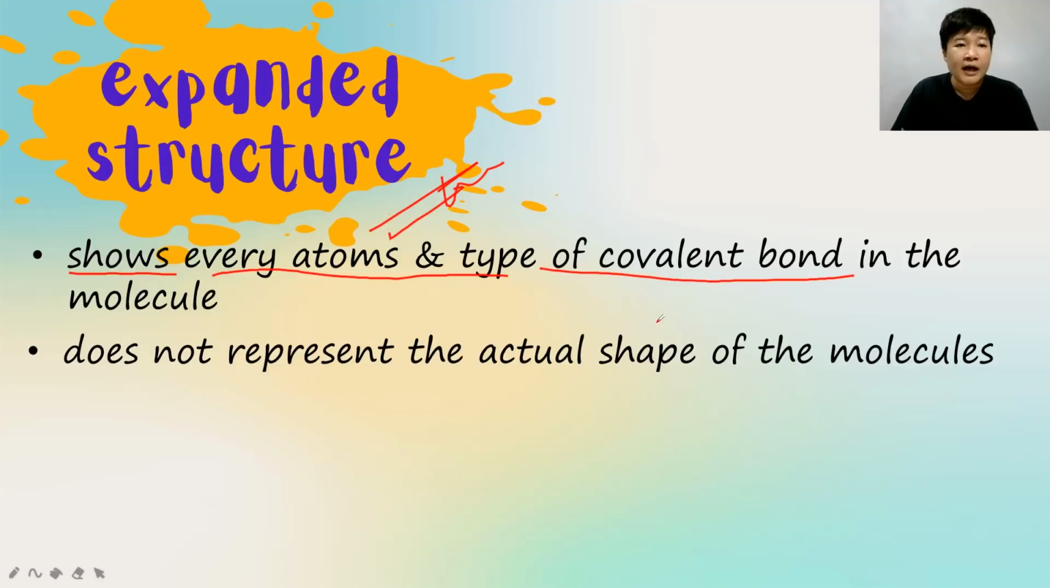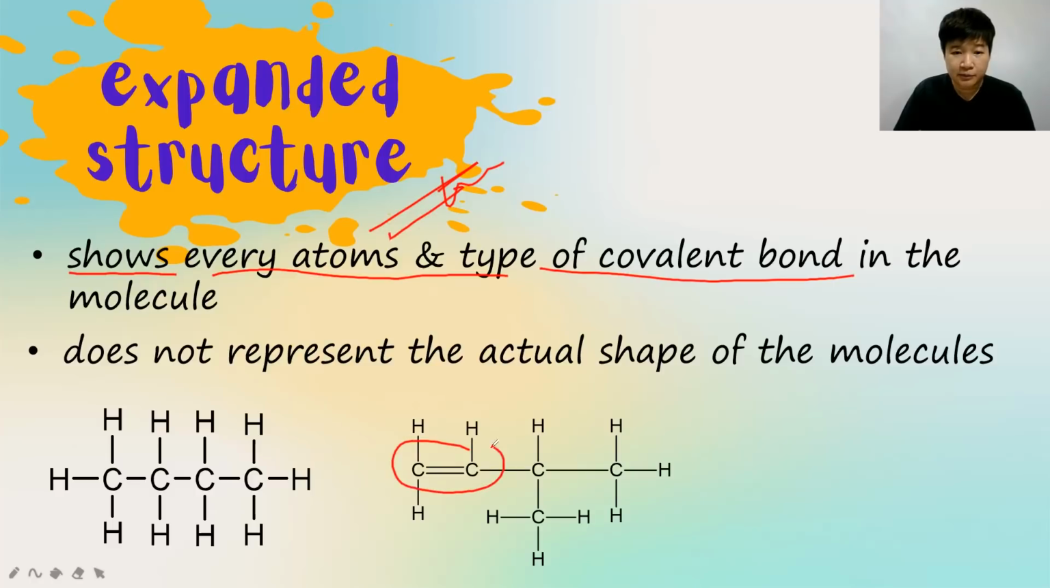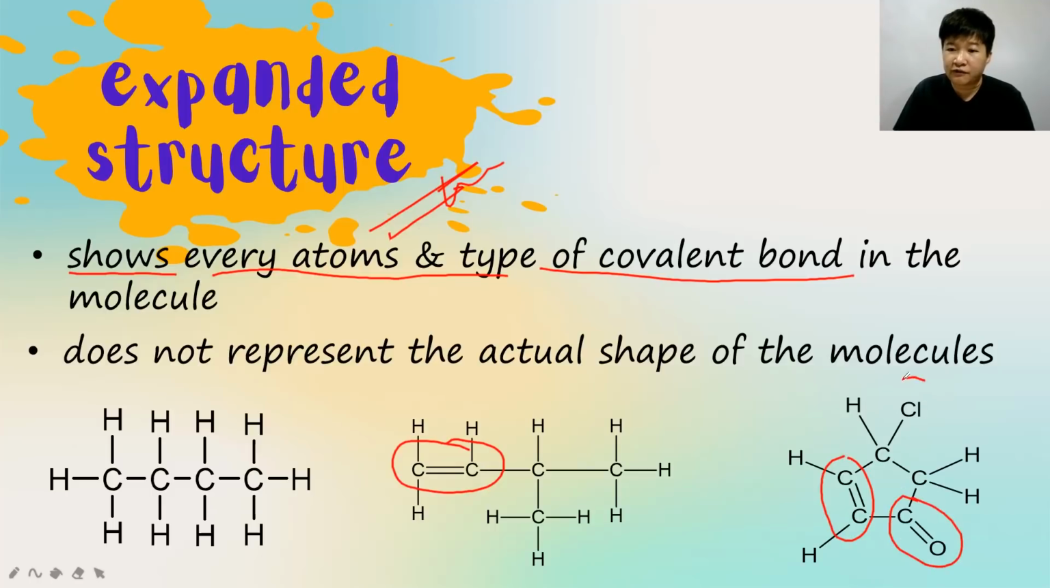That's it. And the example of expanded structure could look something like this. You show all the atoms and also the bonds in this structure. Same when you have a double bond, as well as when you have a double bond with oxygen and also a different functional group. So you're going to show all the atoms and also all the bonds. You're going to expand everything.